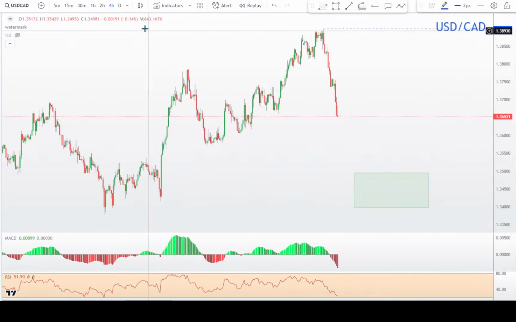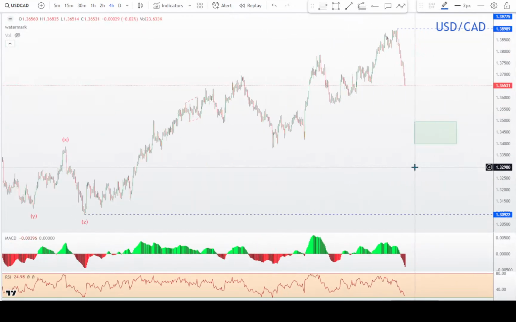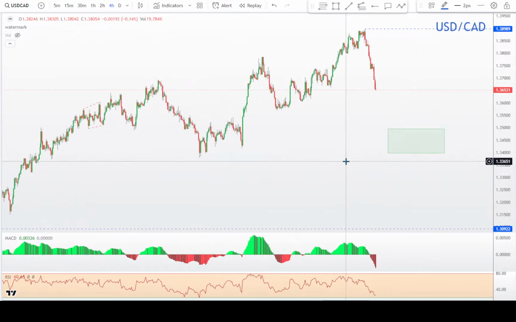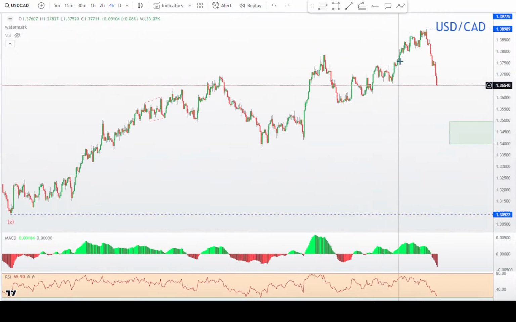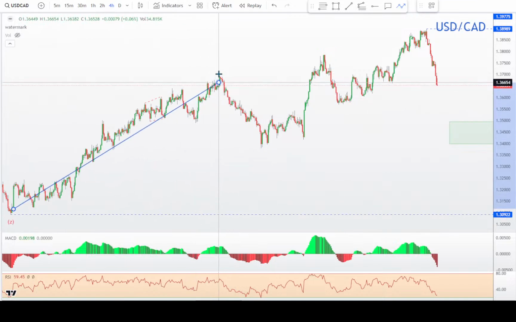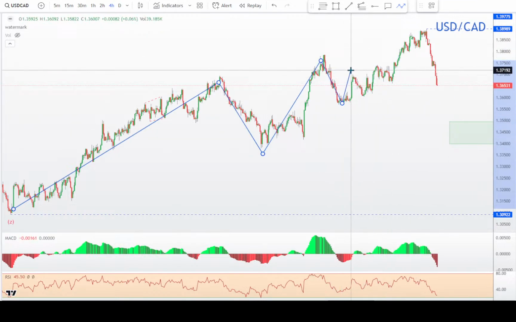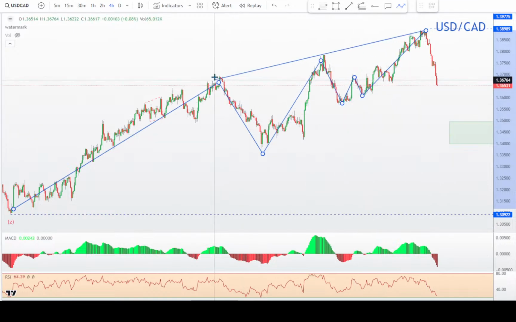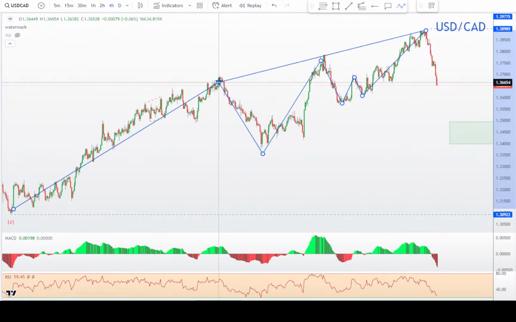And the CAD. So yeah, the CAD is definitely looking like they're creating a diagonal here. So 1, 2, 3, that was 1, 2, 3, 4. And this could be 1, 2, and then ending diagonal. So the diagonal for a CAD could be in. So 1, 2, 3, 4, and 5 up to there.